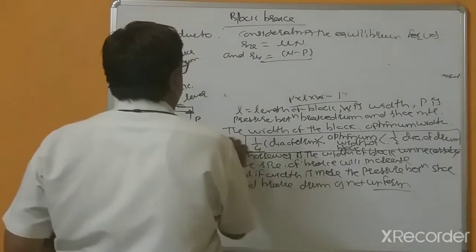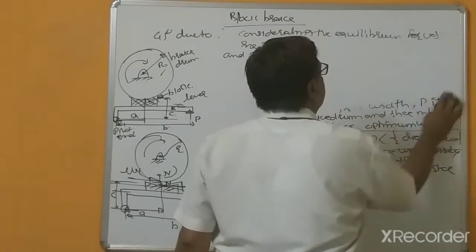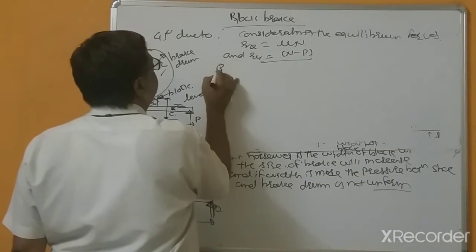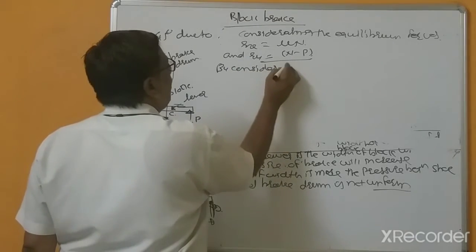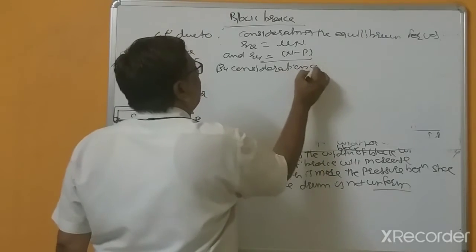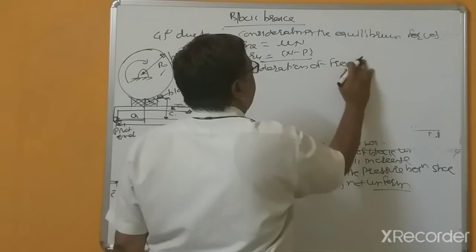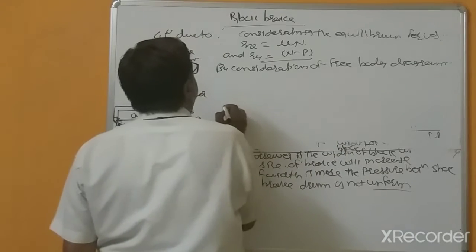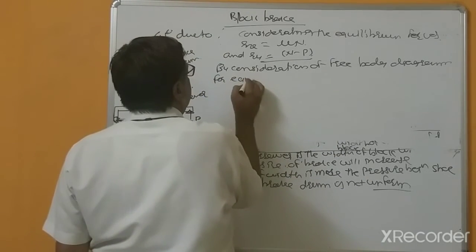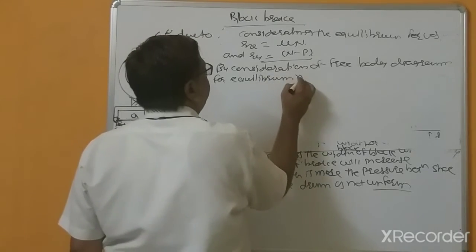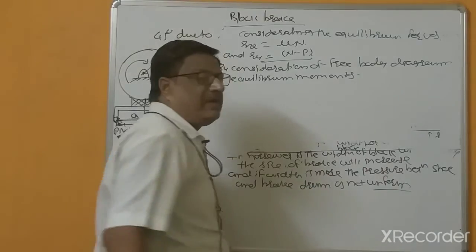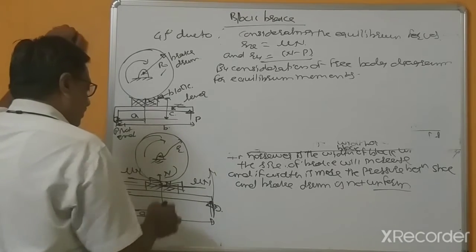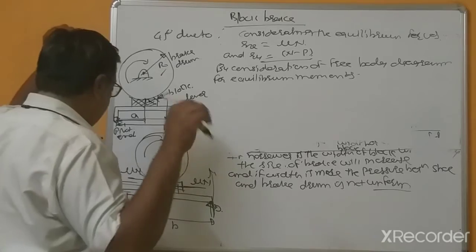Now, this is the free body diagram. So by considering the free body diagram, for equilibrium of moments we can apply the equations now. So this is anti-clockwise, and this is also anti-clockwise, and this normal force is clockwise.